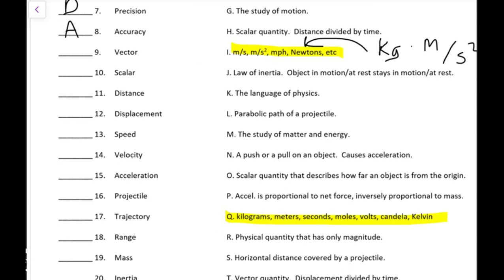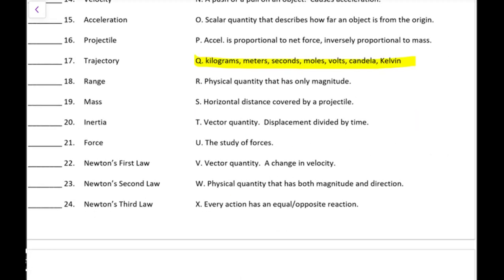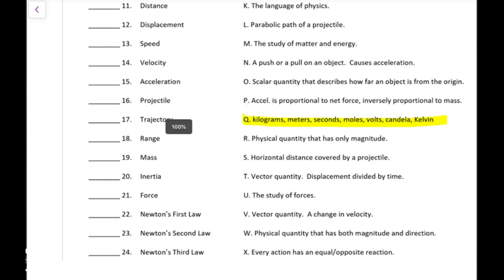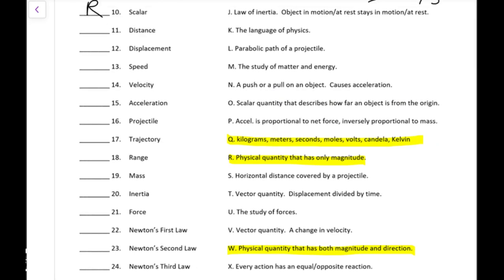Vector versus scalar. This one you should hopefully know by now, but vector is W and scalar is R. So vector is the physical quantity that has both magnitude and direction versus the physical quantity that only has magnitude, which is scalar. So if it has a direction to it, it's a vector. Right? Let's look at this. So the distance, displacement, speed, velocity, acceleration are all our kinematics terms. And then projectile, trajectory, and range are our projectile motion terms. The range here is S. It's the horizontal distance covered by a projectile.